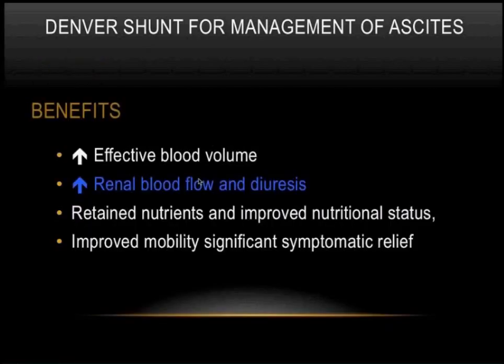And what is the benefit of it? So when you shunt or send all this fluid into the circulation, what you're going to do is increase the effective blood volume towards the kidney. So the renal blood flow increases and the diuresis increases. That's completely opposite of the large volume paracentesis, where the renal blood flow decreases and the diuresis decreases. And then, of course, all the proteinaceous fluid that is in the abdomen is going to go back to the circulation.